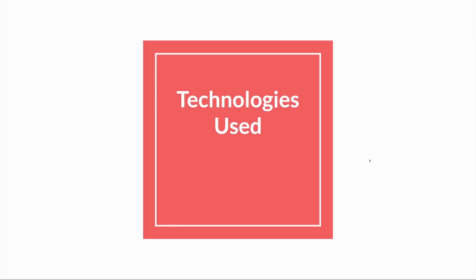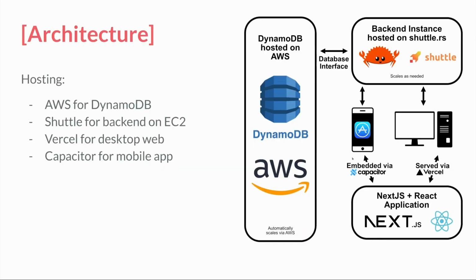And now, we'll talk about the technologies used. We'll go over a high-level architecture, and then we'll get into a few specifics. For our hosted services, we have DynamoDB on AWS, which serves as our primary database. We have Rust on Shuttle for our backend, which runs internally on EC2, but for us, we don't have to care about those technical details. We use Vercel for our desktop web, which just hosts our Next.js and React application, and Capacitor for the mobile app.